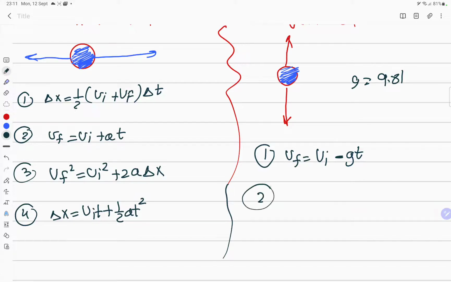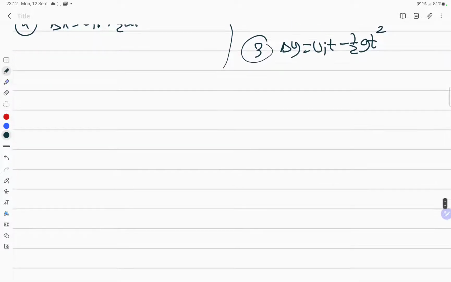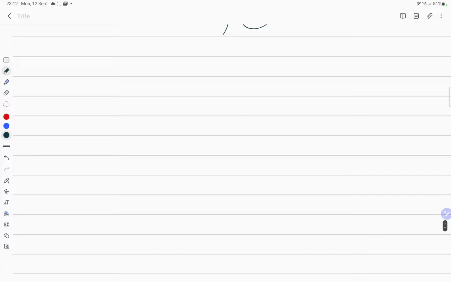تمام. Second one, which is v final square is equal v initial square minus 2g delta y. And the third one in the vertical, which is delta y is equal v initial t minus half gt square. Now let's do an application where to use this and where to use that. First of all, let's talk about horizontal part.